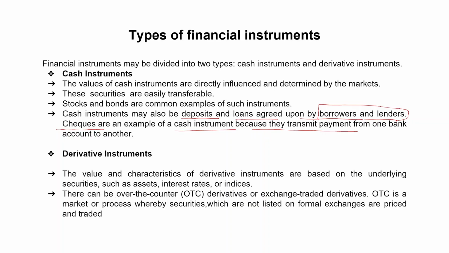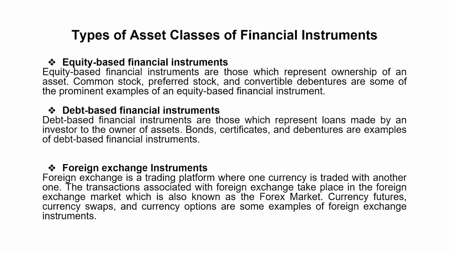The instruments are categorized in two categories, one is cash instruments, another is derivative instruments. The types of asset classes of financial instruments are equity based financial instruments, debt based financial instruments and foreign exchange instruments. These are the classes we discuss in detail. Equity based financial instruments are those which represent ownership of an asset. Common stock, preferred stock and convertible debentures are some prominent examples of equity based financial instruments.